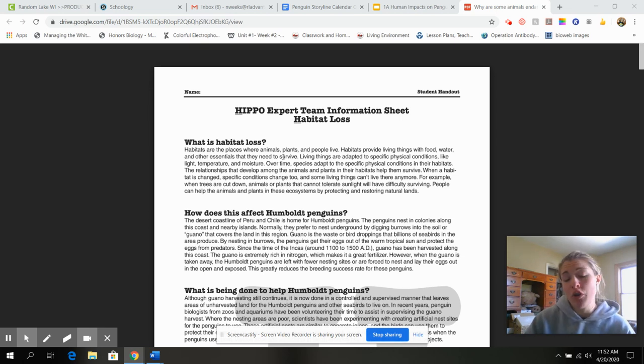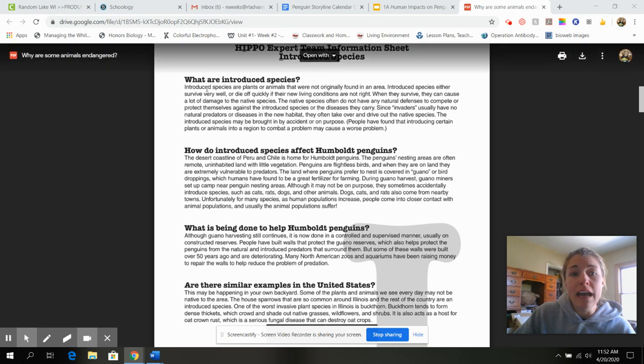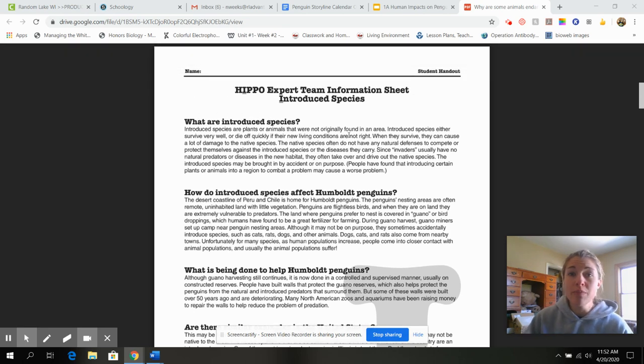When humans encroach on those different environments, we take away their habitat and they can no longer live in that area. If we scroll down, the I stands for introduced species. Humans are really, really good at putting animals where they absolutely do not belong. One really good example of this in the United States is on the island of Hawaii.